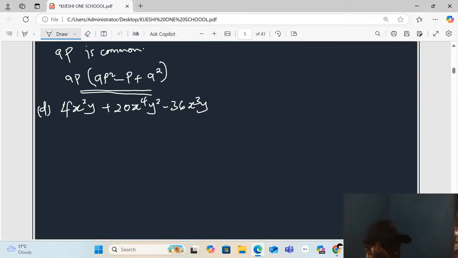Now let us look for a common factor here. First of all, we have 4, 4, 4, 4. 4 can be common. Then x squared, x squared, x squared, 4x squared, then y, y, y. So 4x squared y is common.